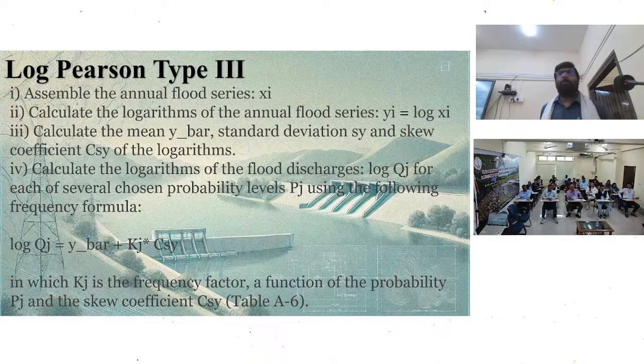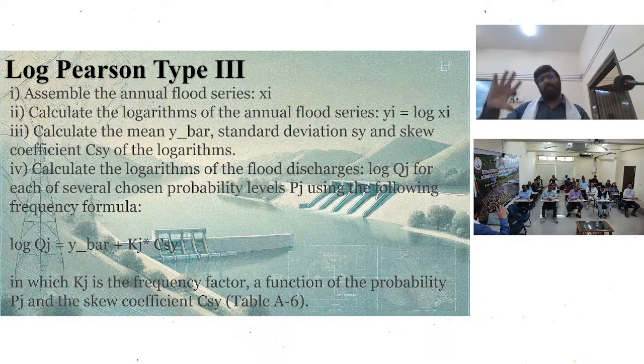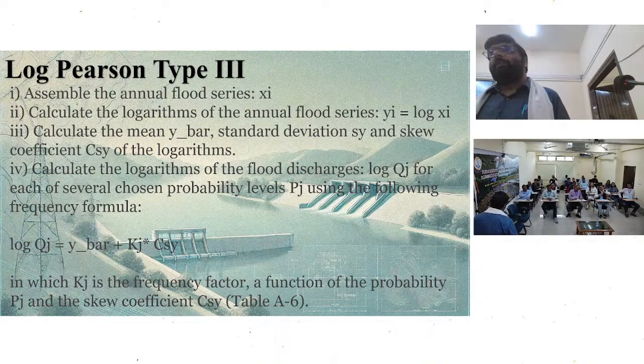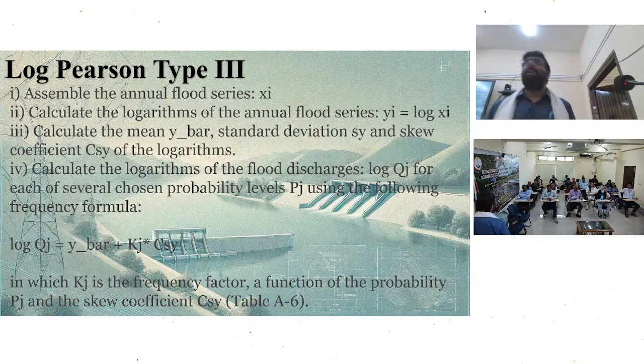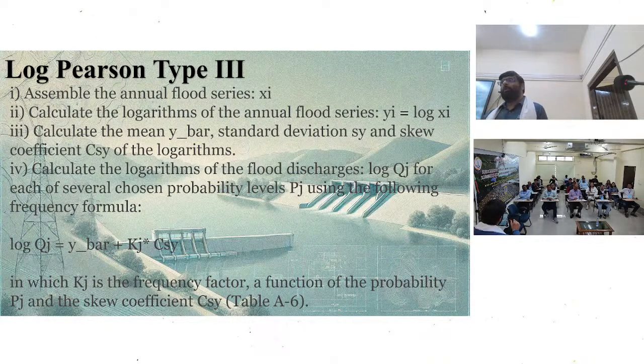Second thing we come to, the most common, is log Pearson type 3. Earlier, in the Gumbel method, we used a simple, straightforward approach: whatever numbers we take, we process those. In this case, we take logarithms of the values of our observed discharge, and then we solve the equations based on the logarithmic parameters, and finally, whatever value we get, we take the anti-log.